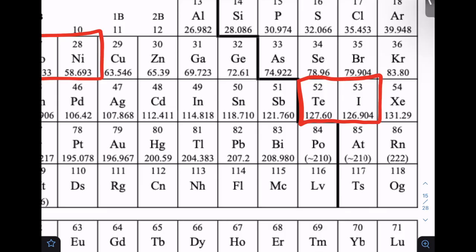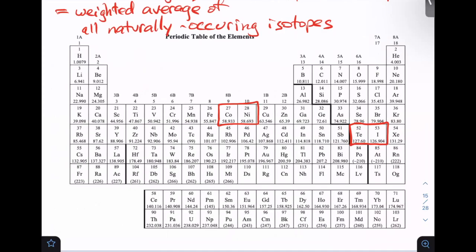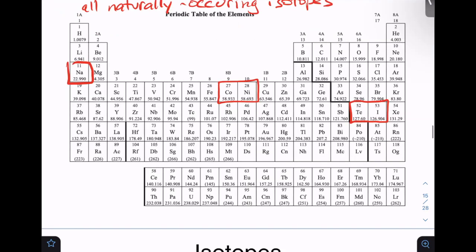So where does this come from? Why are these numbers different? They're also different here for cobalt and nickel, same trend. Right? It has to do with the isotopes in nature, because the mass number, that is the mass, all right? The more neutrons you have in the heavier isotopes, they will have a greater mass. So if we take the average of all of the isotopes in nature, you're not going to have a number that's equal to the mass number. You're going to have an average of them. And that's what these numbers represent. Here's sodium, 22.990. Okay, so it's all the stuff of isotopes.